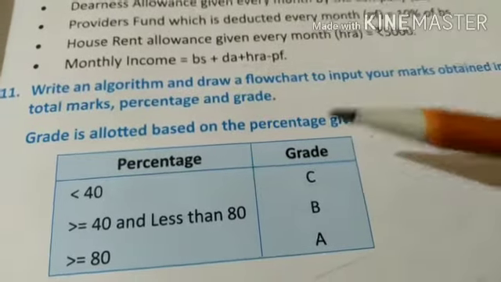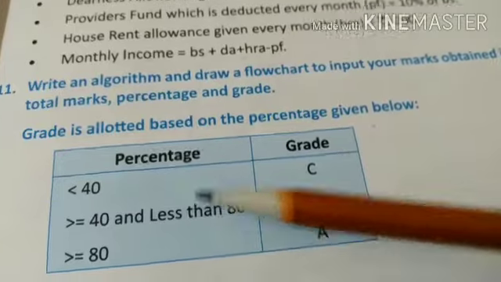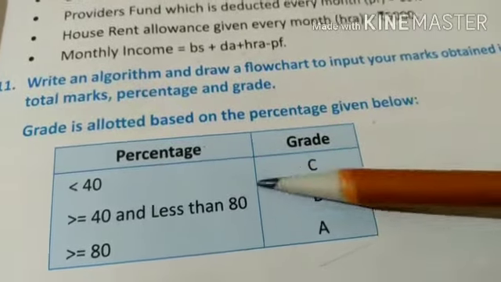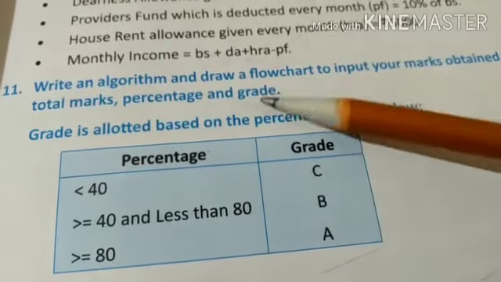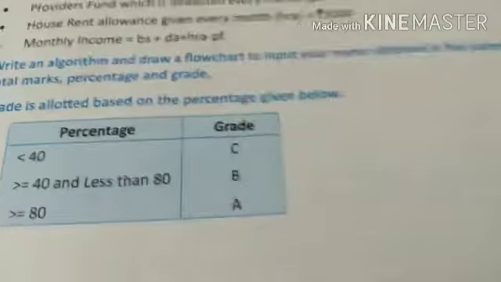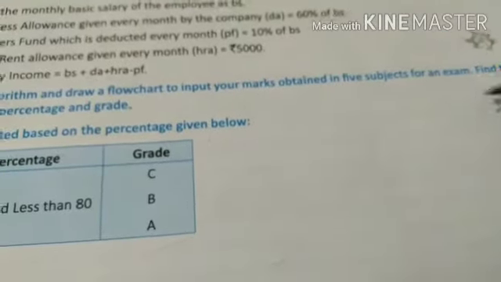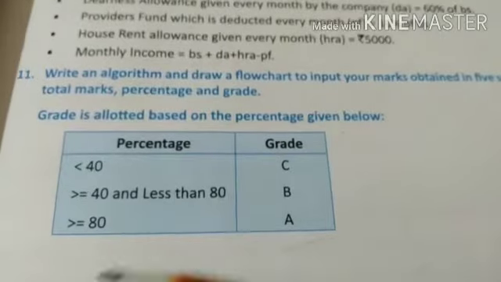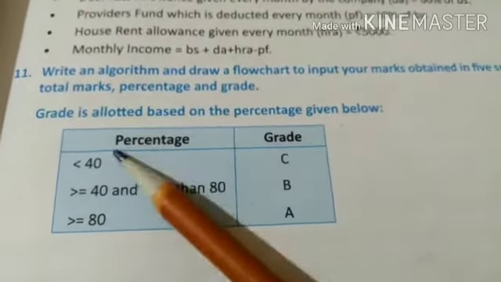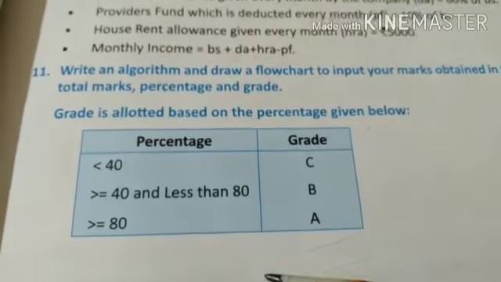Good morning, students. In this video, we will discuss this question where percentage and grade is given. We have to write an algorithm and draw a flow chart to input your marks obtained in 5 subjects in an examination and find the total marks, percentage, and grade. Grade is allotted based on the percentage given below.